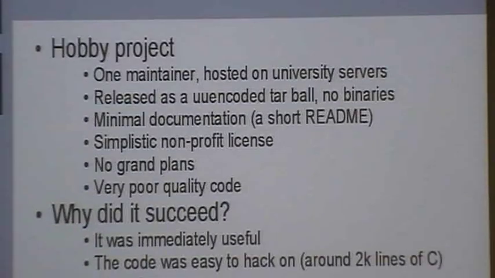So in the early days, it was a hobby project. In the classification of projects that we'll be looking at in this course, this was a one-person hobby project. It was a bit of fun. It was only a couple of thousand lines of C code, very primitive, no website. Well, there weren't any websites in those days. The web really didn't exist. And it was released as a UU encoded tarball. There were no binaries. There were 100-odd lines of cryptic README. There was a very simplistic non-profit license that I showed you in the licensing lecture that I just made up myself. I didn't have any grand plans. The code quality was awful.